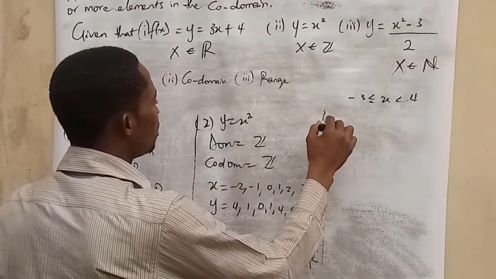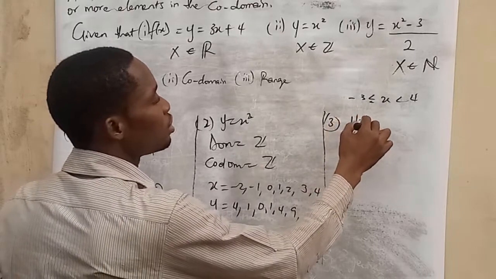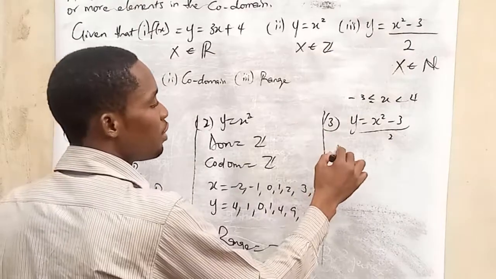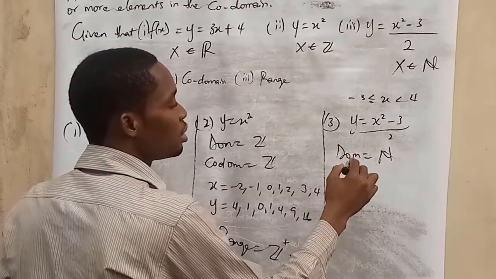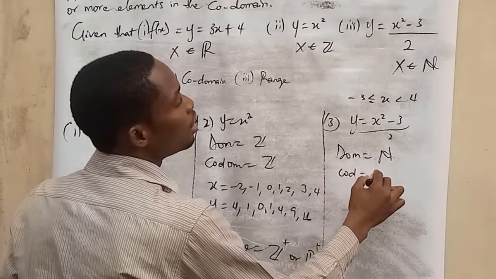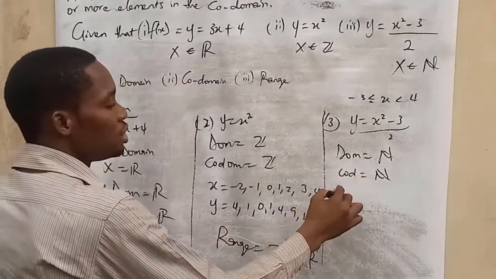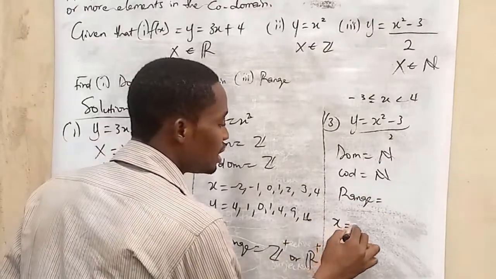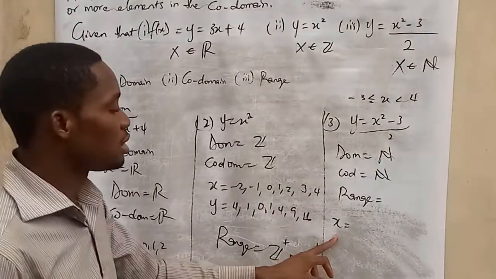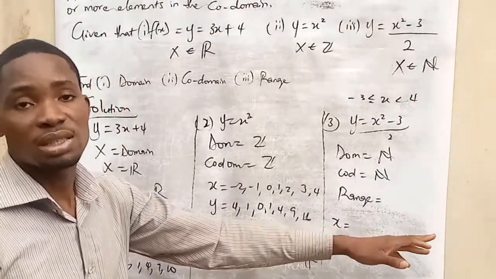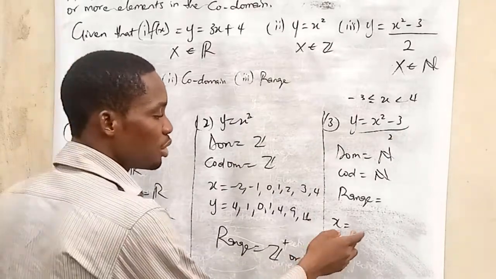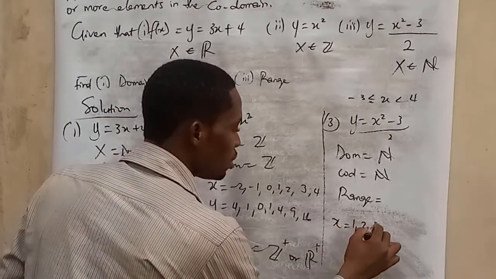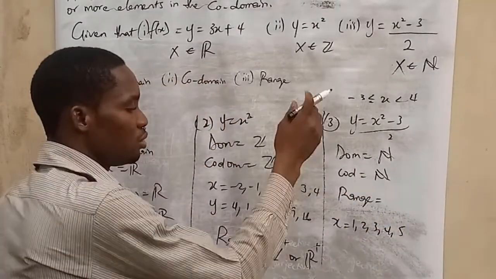Finally, for our number 3, we have y equals x squared minus 3 all over 2. What is our domain? Our domain is natural numbers. Our codomain is also natural numbers. Now for our range, pick arbitrary values of x. Natural numbers are the positive integers without 0, from 1 to positive infinity. They are your counting numbers. So let me pick 1, 2, 3, 4, 5 and stop there.